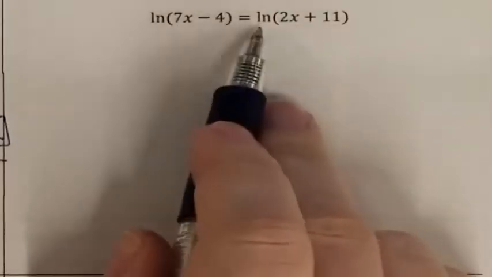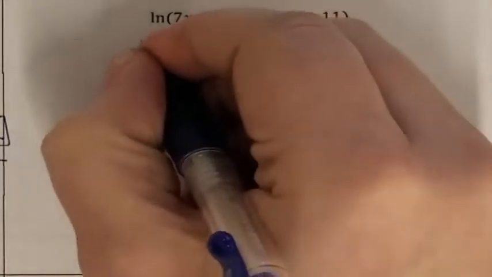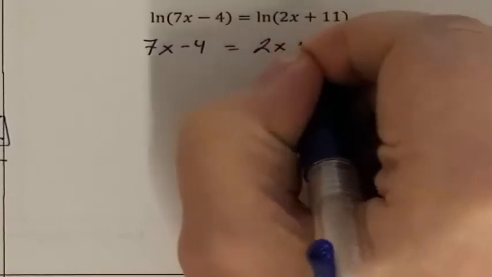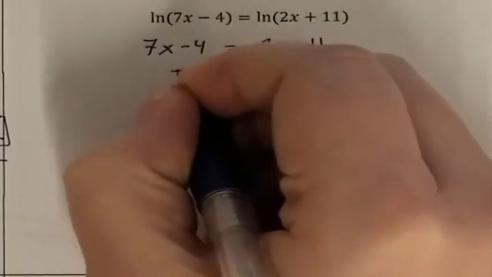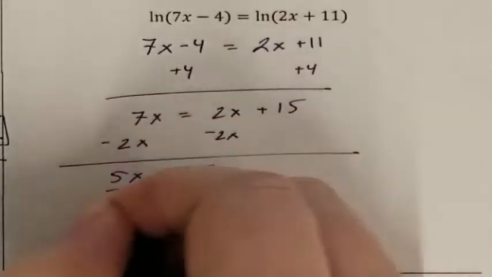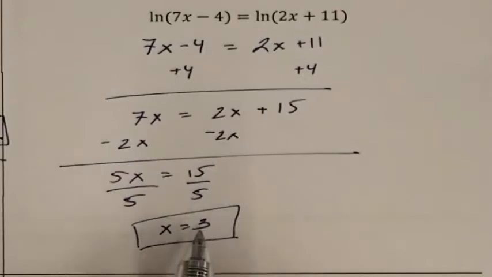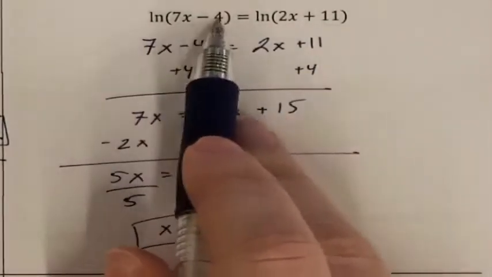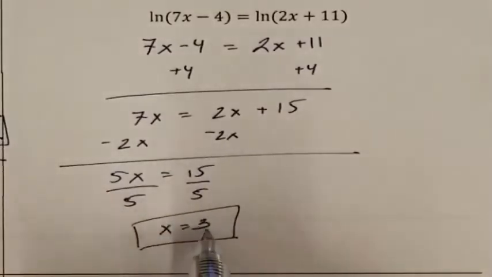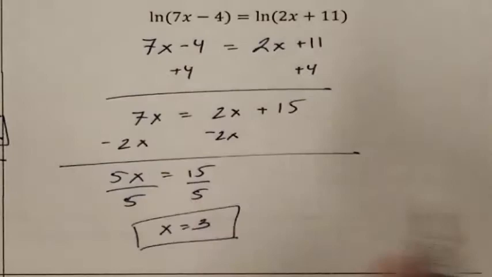Both sides have natural logs. And since both sides are the exact same natural log, that means our insides are the same. So this is 7x minus 4 equaling 2x plus 11. Then we're going to go ahead and solve for x. And I get x to equal 3. Now will 3 make this natural log a 0 or a negative? It does not. Does 3 make this natural log a 0 or a negative? It does not, so it's not extraneous.